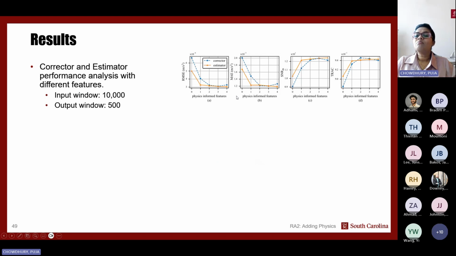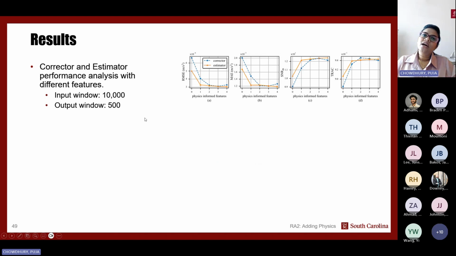But the main thing we need to notice is that the estimator performs even better compared to the corrector. But why? It's better due to less overfitting and gaining more generalizability. So we can see this better performance for the estimator in all of these metrics.